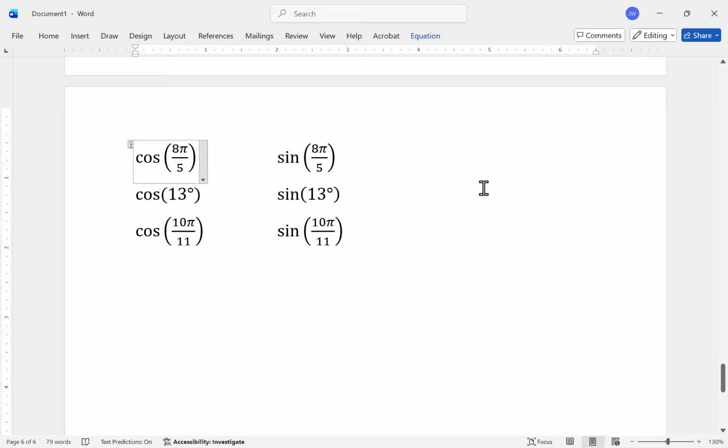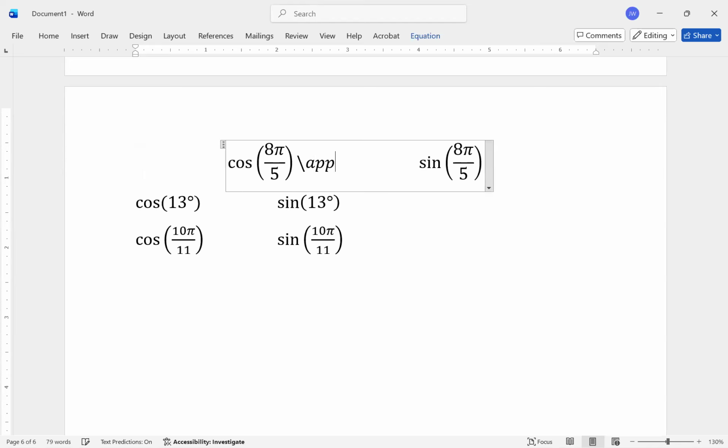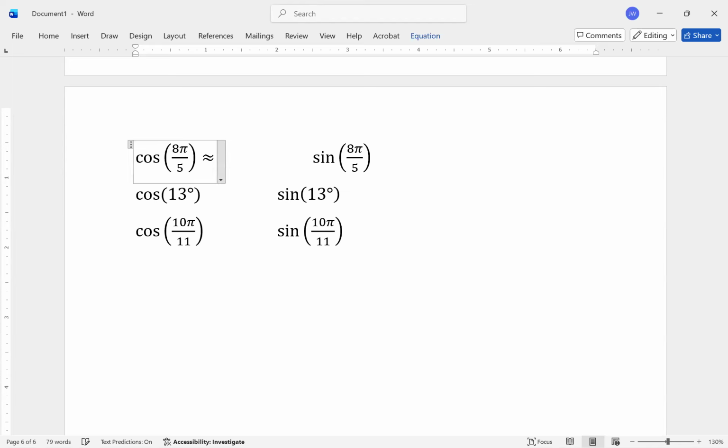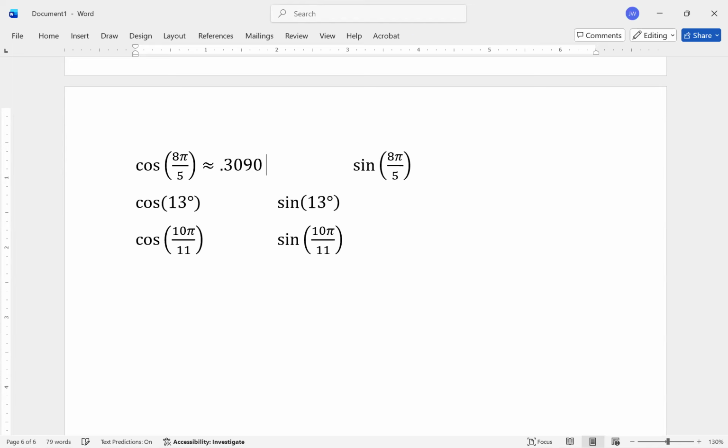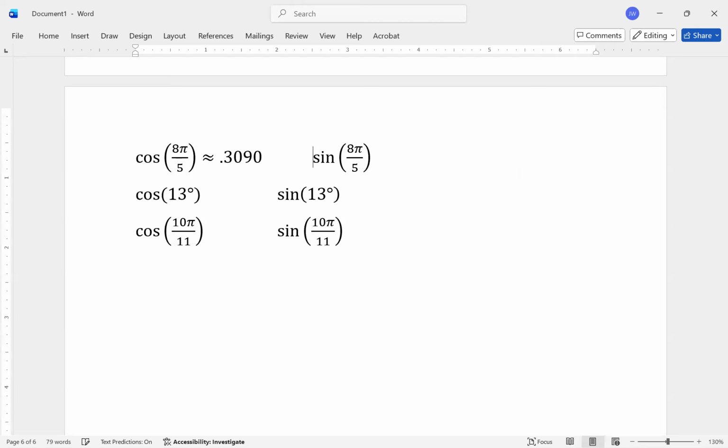All right, so all I'm going to do is type this in on my calculator. Now, if I'm using radians, like in the case of cosine of 8 pi over 5, then I have to make sure the calculator is in radian mode. When I do that, I end up with a decimal approximation of about 0.3090. I'll round to 4 decimal places here. We don't have to by any means, but that's what I'm going to do.